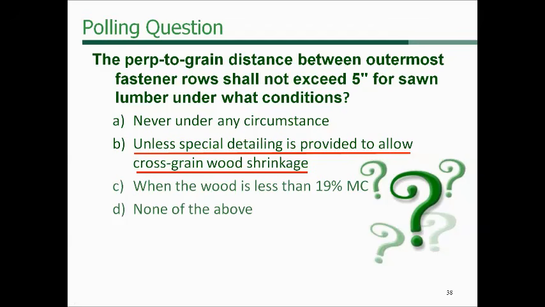So if you take a look carefully at those provisions and allow for that cross-grain shrinkage, you could do that with slotted fasteners. You could break that up into 2 different plates, like the splice plates we showed in the diagram before. You can then provide for that spacing between outermost rows to be greater than 5 inches.